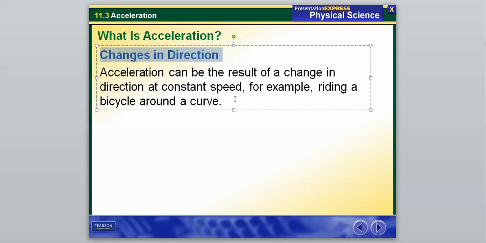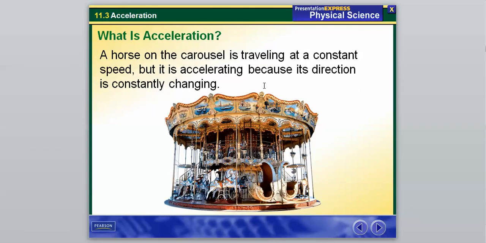If you change your direction, you change acceleration. If you change your speed, you change acceleration. So acceleration is not limited to just a change in your velocity. It can also be a change in your direction as well. Another example is a horse on a carousel. It's traveling at a constant speed, but it is also accelerating because its direction is constantly changing. So don't be limited to the idea that acceleration is just based upon your speed. It is also based upon your direction.